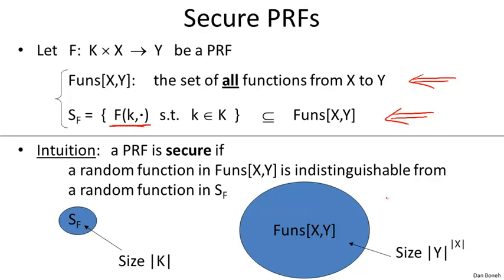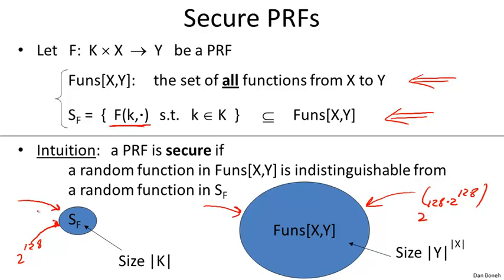As we said last time, Funs[X,Y] is generally a gigantic set of all functions from X to Y. I think I mentioned that, in fact, for AES, where X and Y are 2 to the 128, the size of this set is 2^128 to the power of 2^128. It's a double exponential, which is an absolutely enormous number. On the other hand, the number of functions defined by the AES block cipher is just 2 to the 128, namely one function for each key. And what we'd like to say is that a random choice from this huge set is indistinguishable from a random choice from this small set.